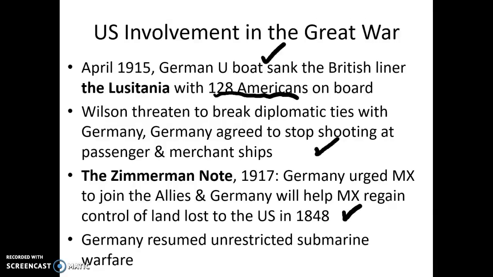And then Germany resumes unrestricted submarine warfare. So Germany goes back to sinking all these ships without any notice. These are part of the major reasons why the United States gets involved.